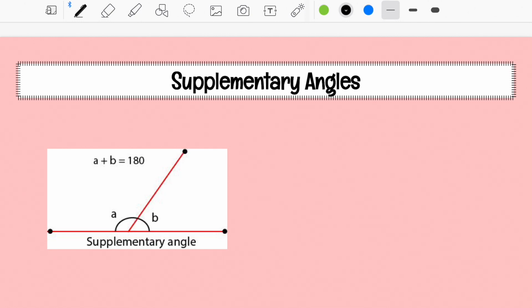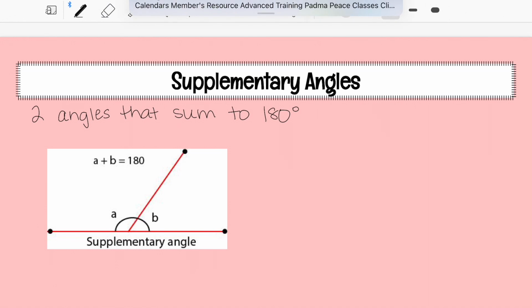So what I need for you to write on your paper is the word supplementary angles, and then you're going to write our definition, which is two angles that sum to 180 degrees. Remember, sum means add up to. And if you look at our picture right here, you have angle A and angle B, and they show you that you have A plus B to equal 180 degrees.